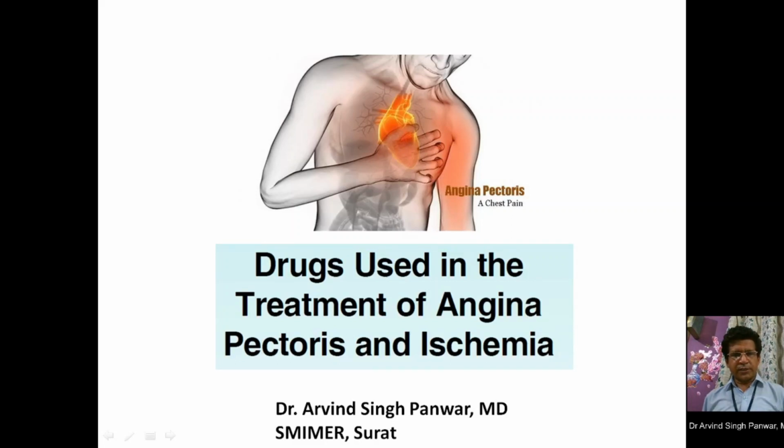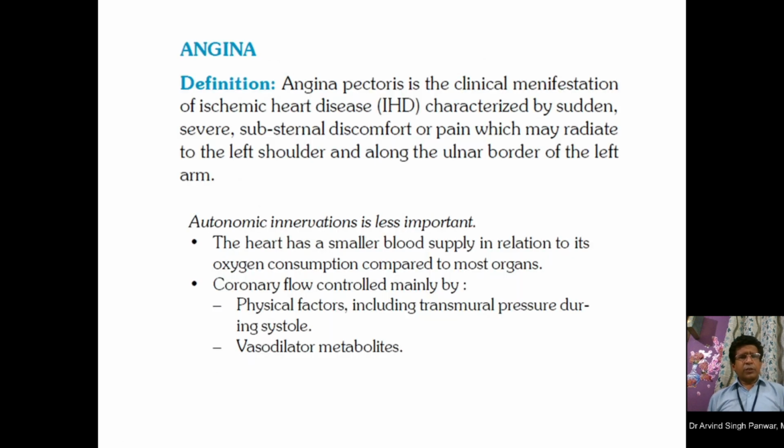Very good morning, students. Today we are going to discuss drugs used in the treatment of angina pectoris and ischemia. So what is this angina? As per the definition, angina pectoris is the clinical manifestation of ischemic heart disease, characterized by sudden, severe substernal discomfort or pain which may radiate to the left shoulder along the ulnar border of the left arm.